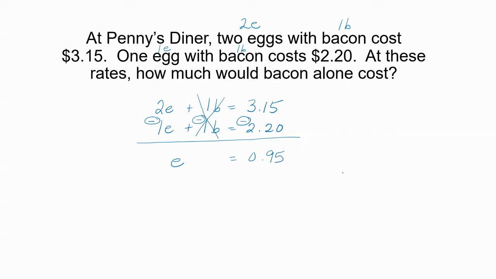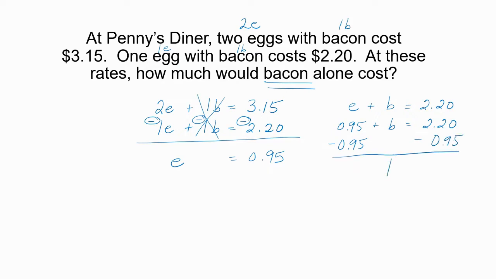Now, friends, that is how much an egg costs. But if you'll remember, the question asked us how much is the bacon. So remember, equation 2 was 1E plus 1B equals 220. So if we substitute in our 95 cents for the egg, we can easily solve for the bacon by subtracting the 95 cents on both sides of the equation. Oops, I didn't line my decimals up too good there. But that will give me $1.25. And this is how much the bacon is. Therefore, that's my answer to this problem.